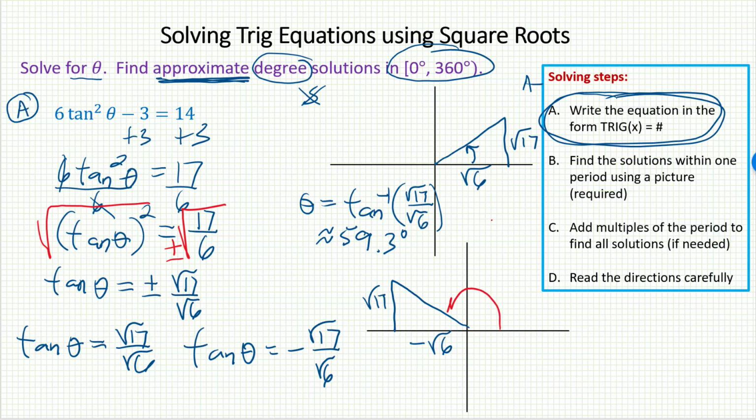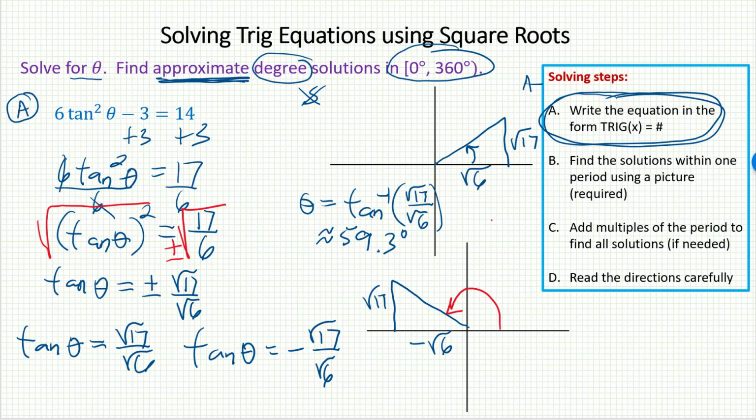Here's the angle I'm interested in. So can I just go to the inverse tangent button on my calculator and get that angle? Unfortunately, no. The inverse tangent function has never heard of angles in the second quadrant. The inverse tangent button only knows about angles between negative 90 and positive 90. So I'm going to have to do some thinking here.